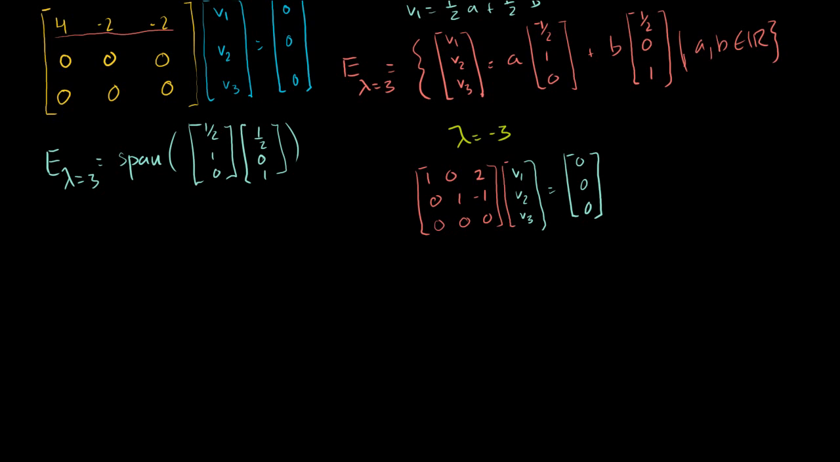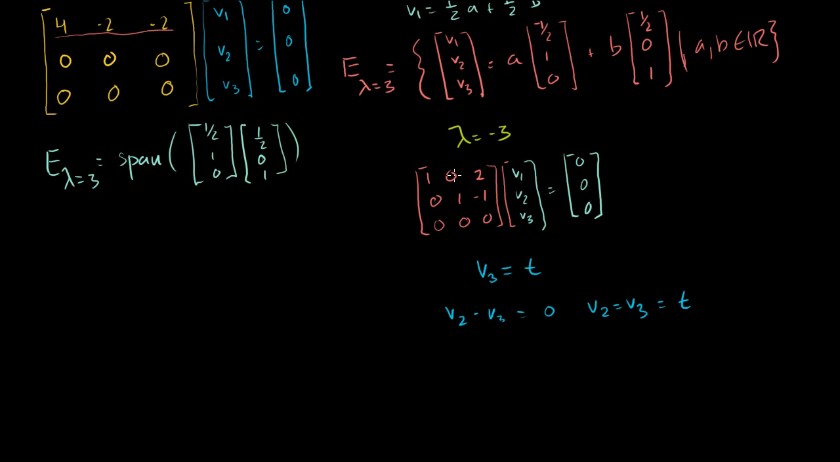Let's say that v3 is equal to t. If v3 is equal to t, then what do we have here? This tells us that v2 minus v3 is equal to 0. So 0 times v1 plus v2 minus v3 is equal to 0, or v2 is equal to v3, which is equal to t. That's what that second equation tells us.